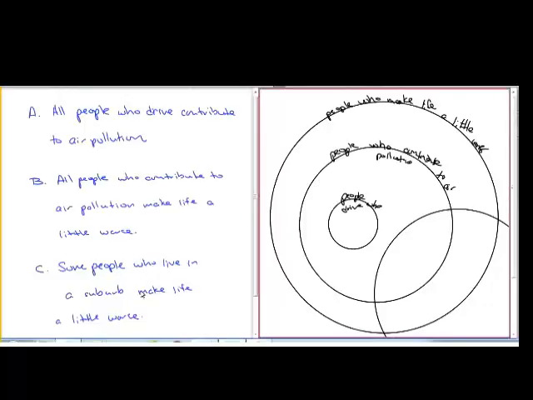Then you have some people who live in the suburbs make life a little worse. So the word some wouldn't allow you to put a circle within a larger circle. Some means that it's going to be over here somewhere. People who live in the suburbs.